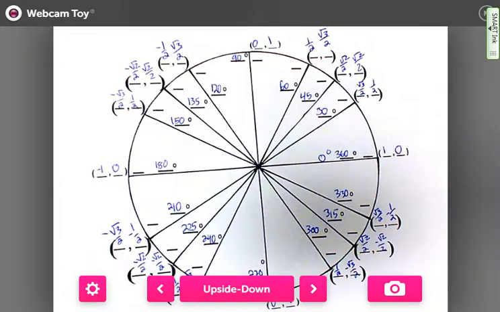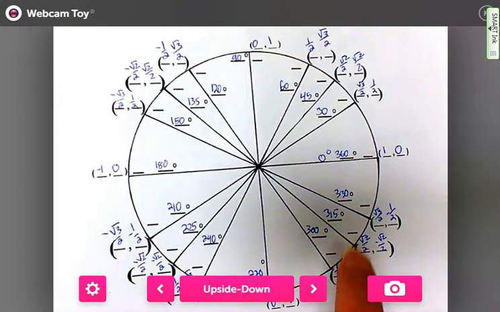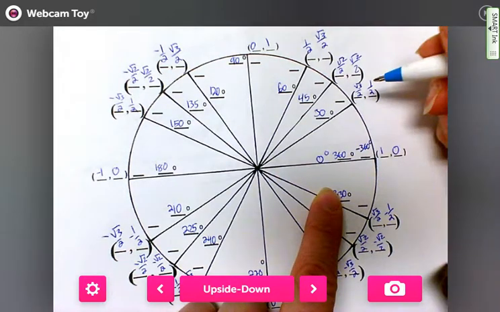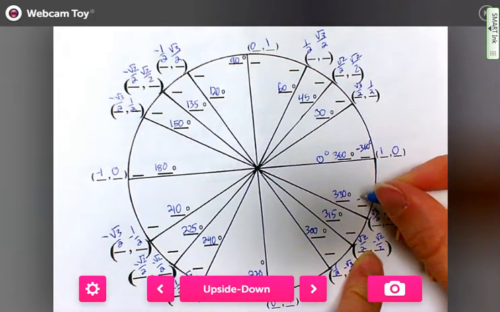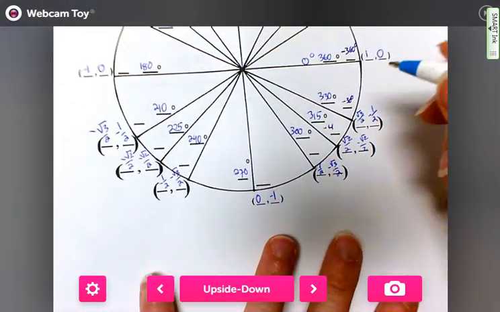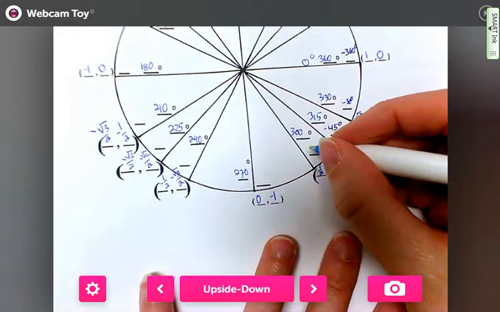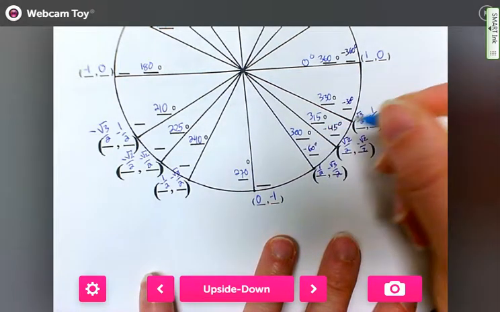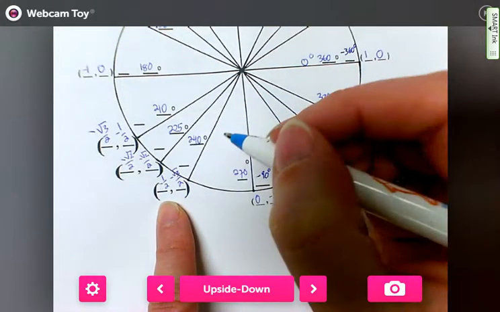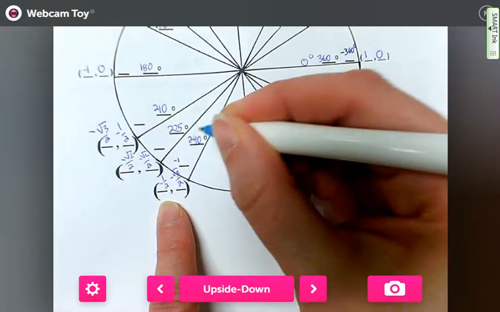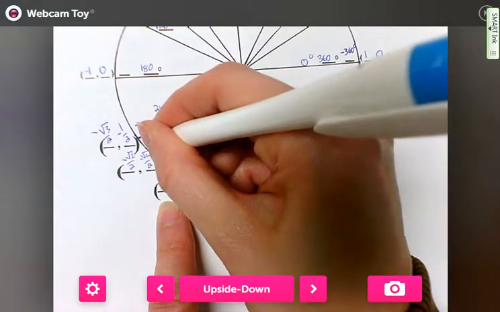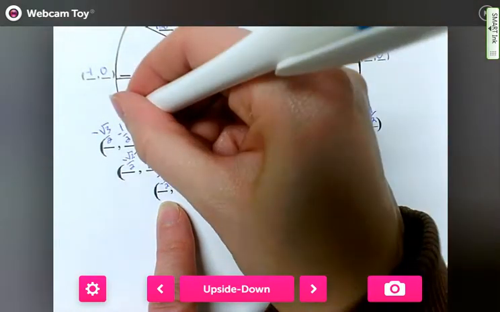Okay. You guys just tell me if you need it. This is negative 360 degrees. Okay. This is negative 30 degrees. Negative 45 degrees. Negative 60 degrees. Negative 90 degrees. Negative 120 degrees. Negative 135 degrees. Negative 150 degrees.